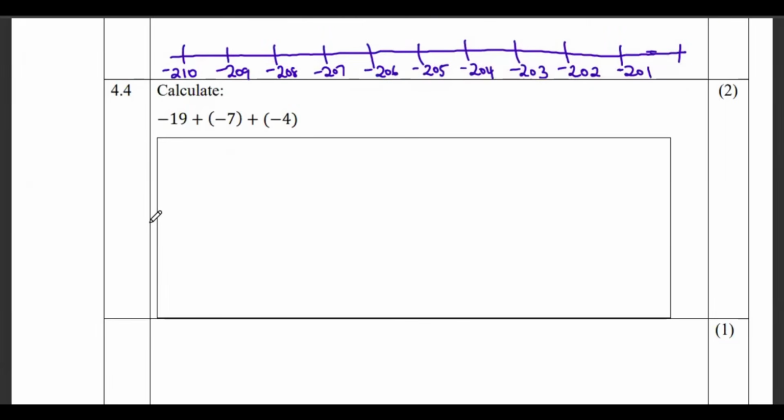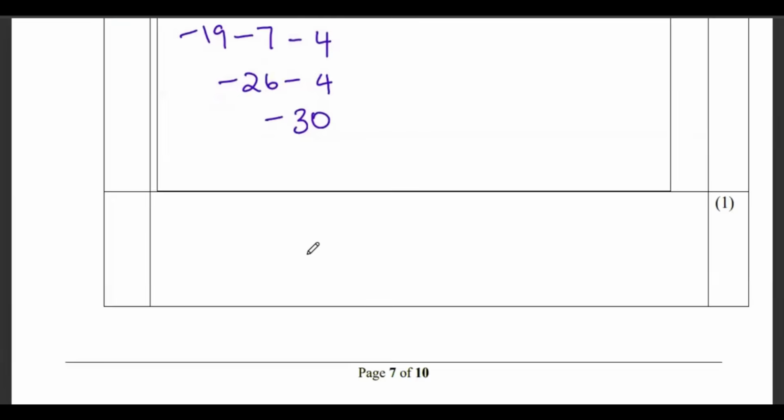Then calculate this. So we have negative 19. If we have a plus and a minus next to each other, they neutralize to a minus. And then a plus and a minus, we get a minus. Then negative 19 minus 7. So meaning that we're moving from the negative 19, you move 7 steps again to the negative side, which is going to give us a negative 26. Now we are subtracting 4. So from negative 26, we need to move 4 steps again in the negative, which gives us a negative 30.